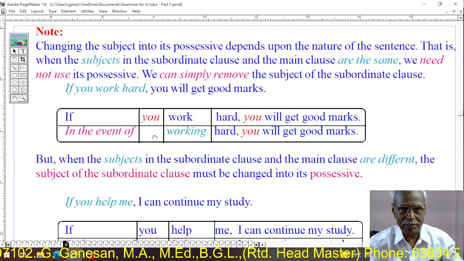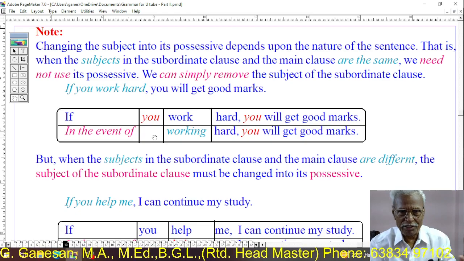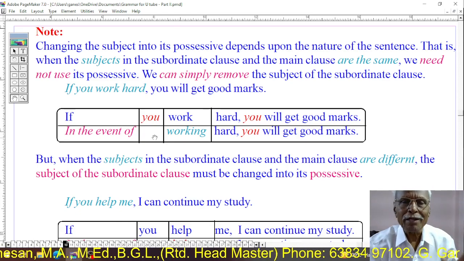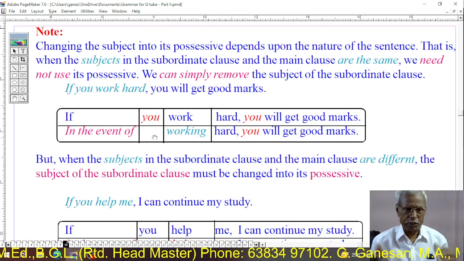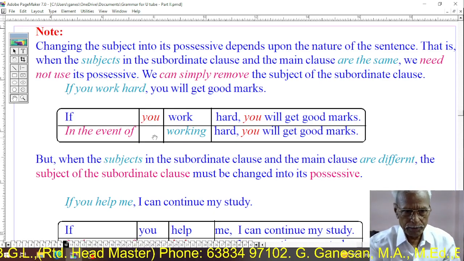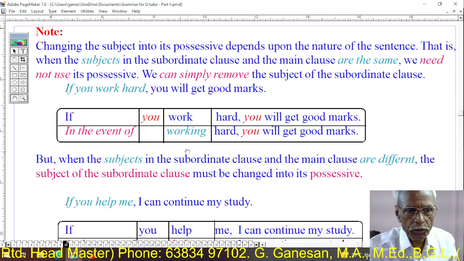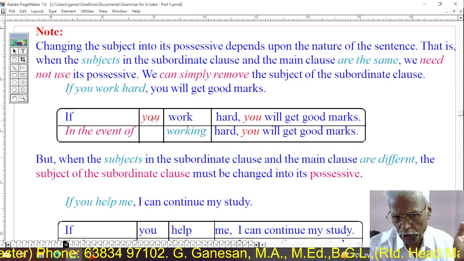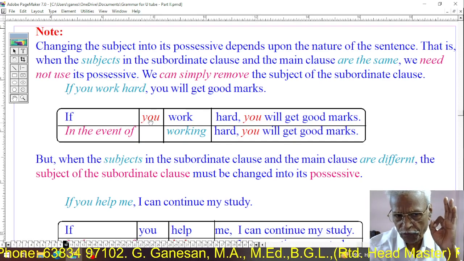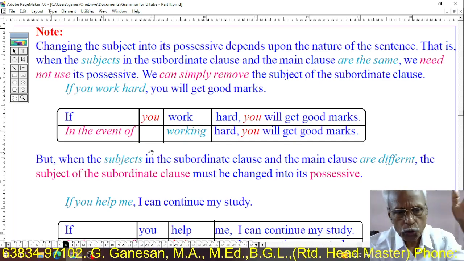That doesn't matter. That won't affect the meaning of the sentence. We can either change it to its possessive, or we can simply remove it. But removing it is good. So when the subject in both the clauses is the same, the first subject can be totally removed.